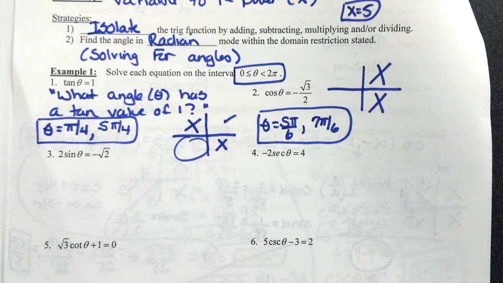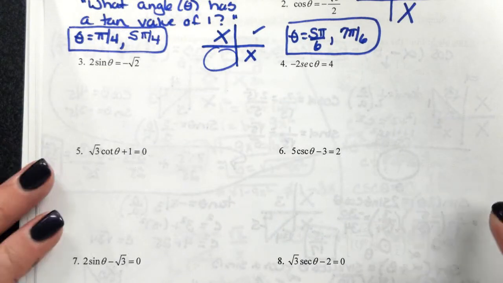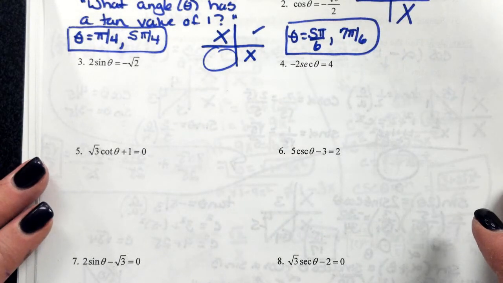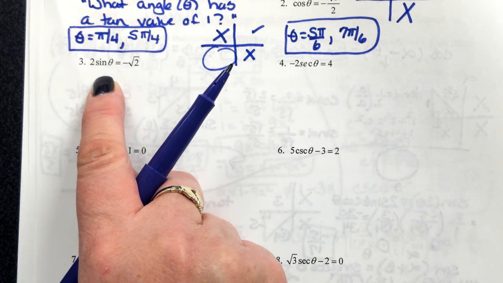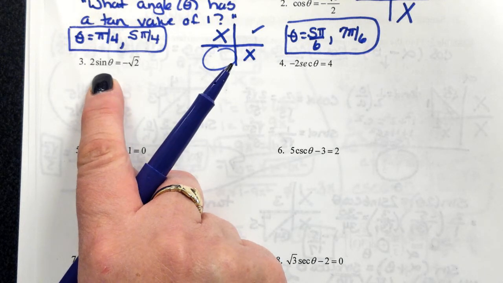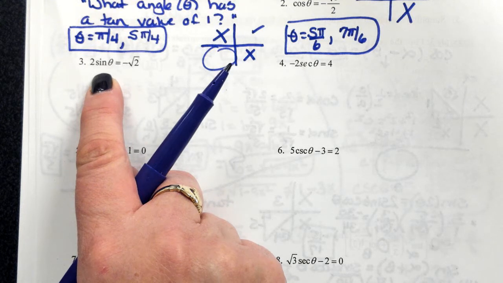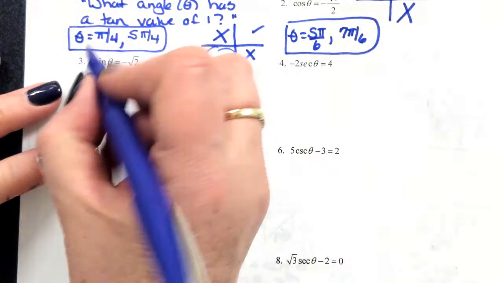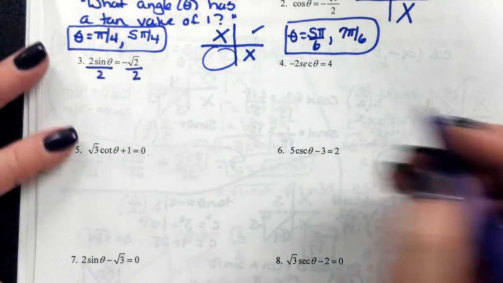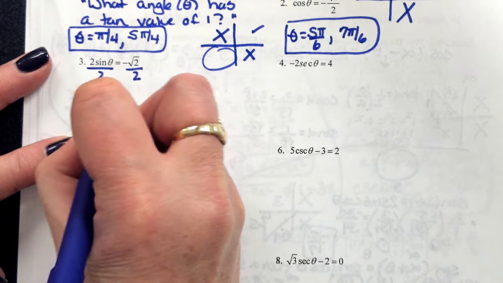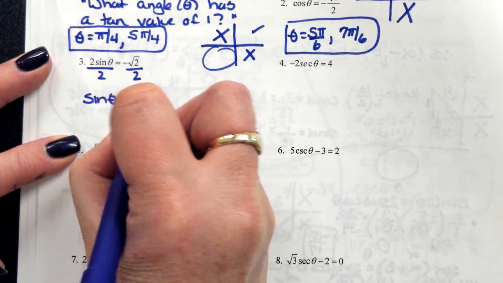So now let's take a look at number 3. Number 3 is a little different than 1 and 2, because is your trig function by itself on the left-hand side? No. So what are we going to have to do first in order to get the sine of theta by itself? Divide by 2, because you want to get that trig function by itself. So we have the sine of theta is equal to negative square root 2 over 2.